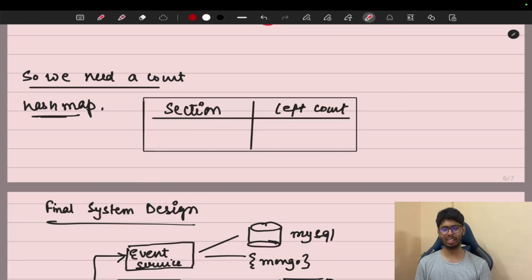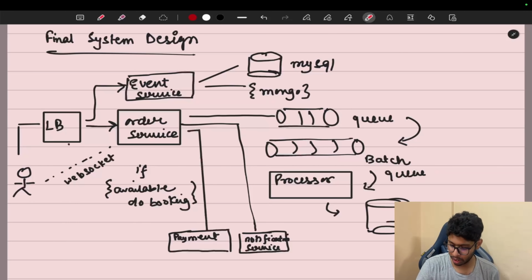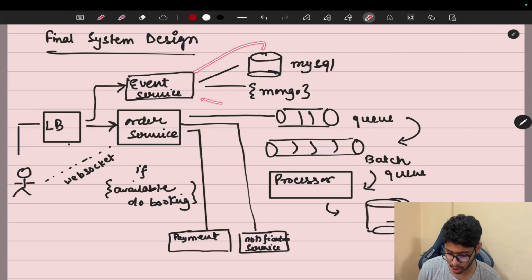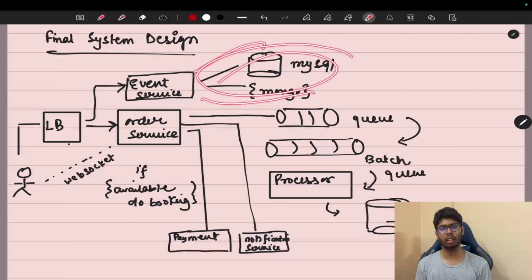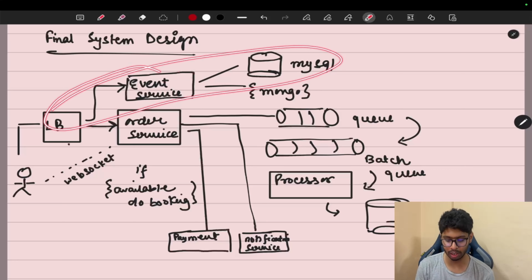So now let's move to the final design of an event-based system. There is a user, the request will reach our load balancer, then it will reach our event service. It's the same service that we discussed in our last video, where there is MySQL and MongoDB. A similar use case: all the relational tables are in our MySQL and all the movie details or event details in our MongoDB. Nothing is going to change in this section.